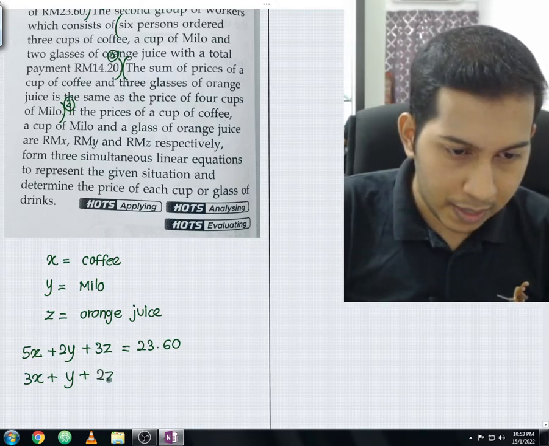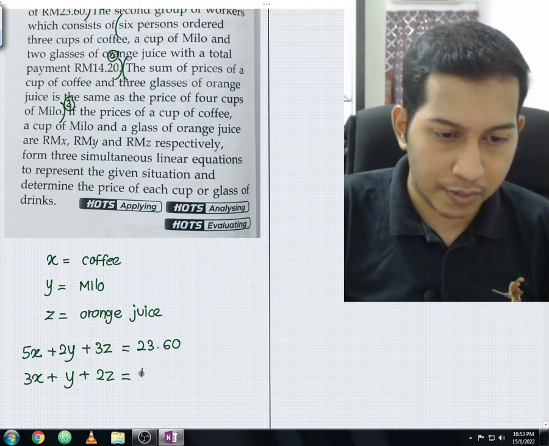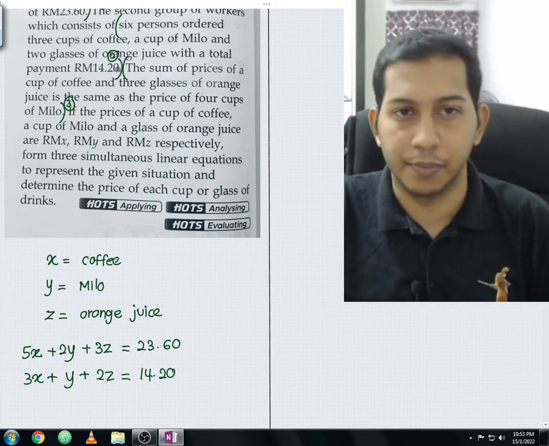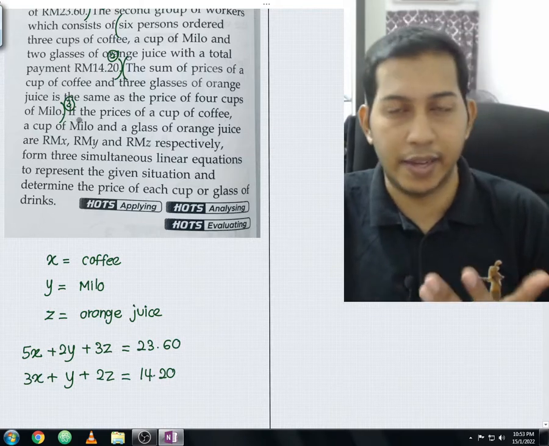Okay, so you plus all of them. Okay, the sum of payment is 14 ringgit 20 cent. Okay, so you just write here 14.20. Okay, so this is your second information. I hope you guys are clear about this. Let us go for the third and the final information.